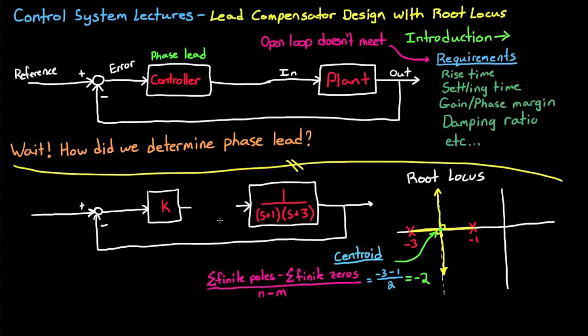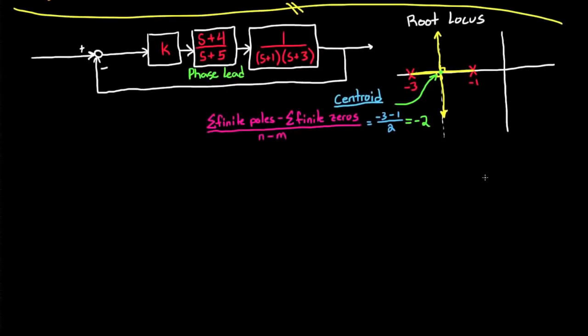But what if we added a phase lead compensator to the system, and we saw how that affected the root locus? And I'll choose (s+4)/(s+5). And again, this is just an arbitrary lead compensator. But you can tell it's phase lead because the zero is closer to the origin than the pole. Let me redraw the root locus down here so that it's a little bit cleaner.